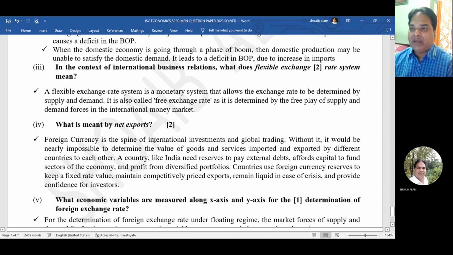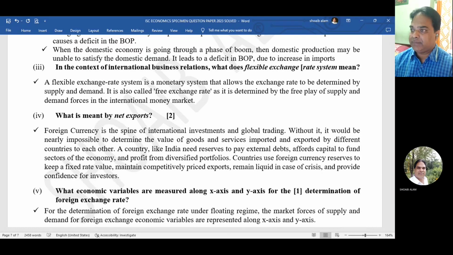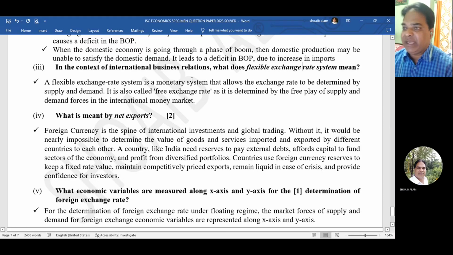Number three, in the context of international business relations, what does flexible exchange rate system mean? The flexible exchange rate system is a monetary system that allows the exchange rate to be determined by supply and demand. It is also called free exchange rate as it is determined by the free play of supply and demand forces in the international money market.